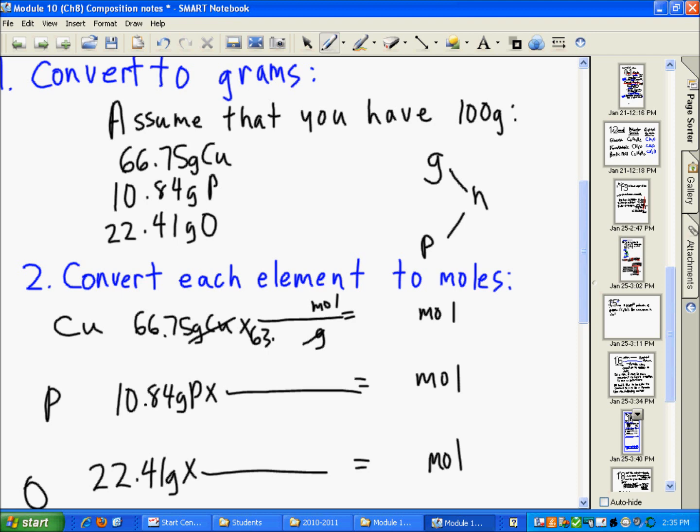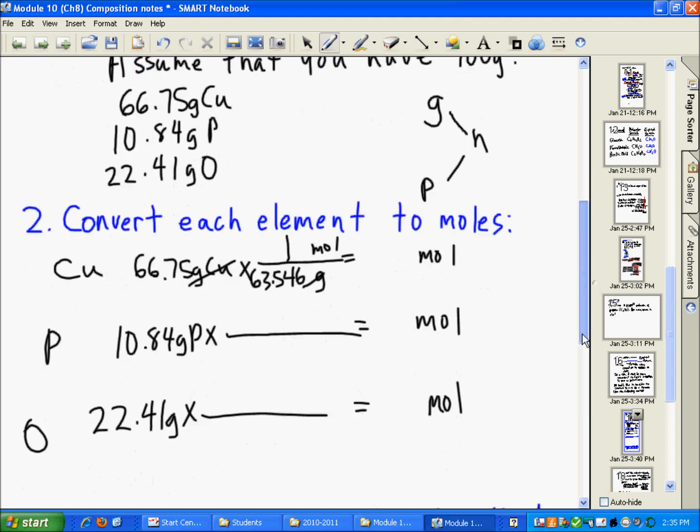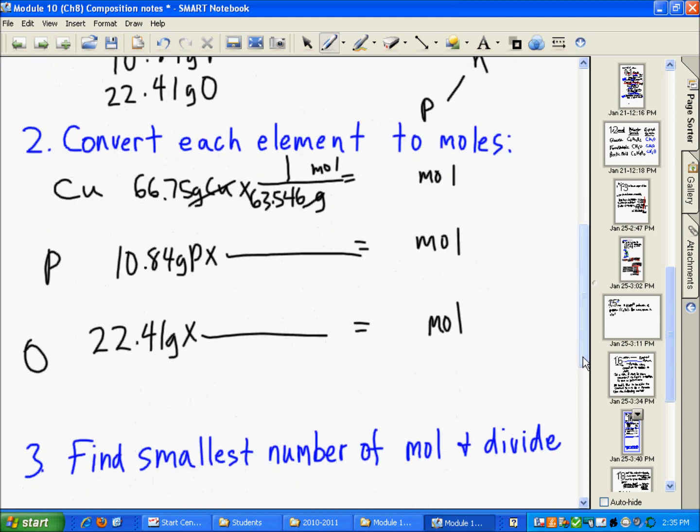63.546, and that goes on the bottom, that's grams for 1 mole. All right, and for phosphorus, what's phosphorus? We have 30.973762, and again that's on the bottom, and that's grams for 1 mole.